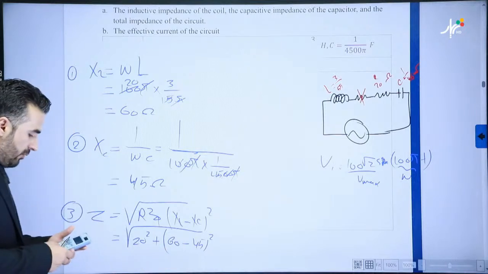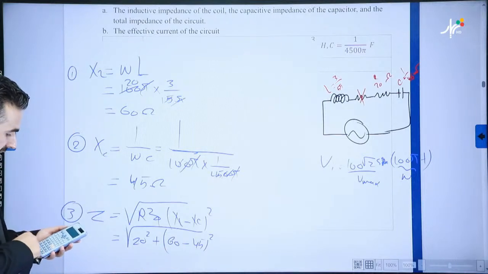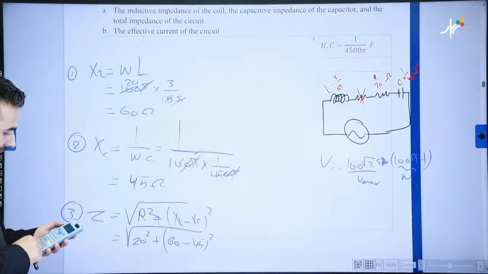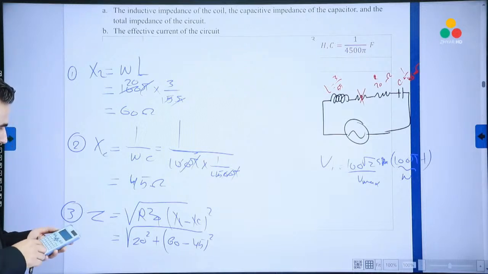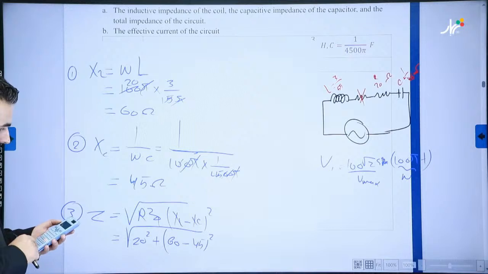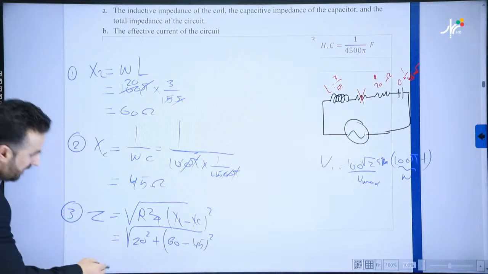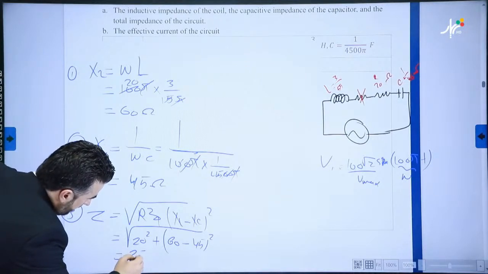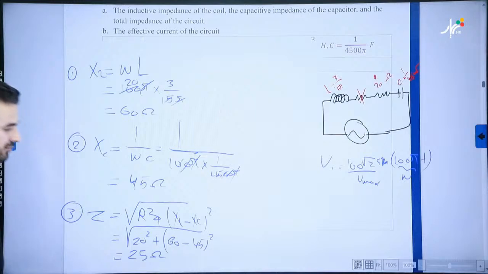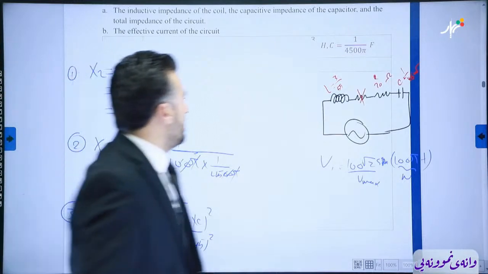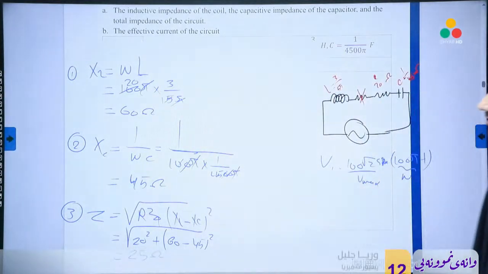Okay, so we'll go with this. We'll say 20 squared plus open bracket, that is basically 60 minus 45, that is 15 obviously, and then the whole thing squared. So the answer is going to be 25. So the total impedance of the circuit is 25 ohms here. Okay, so this is the requirement for the first part of the question.